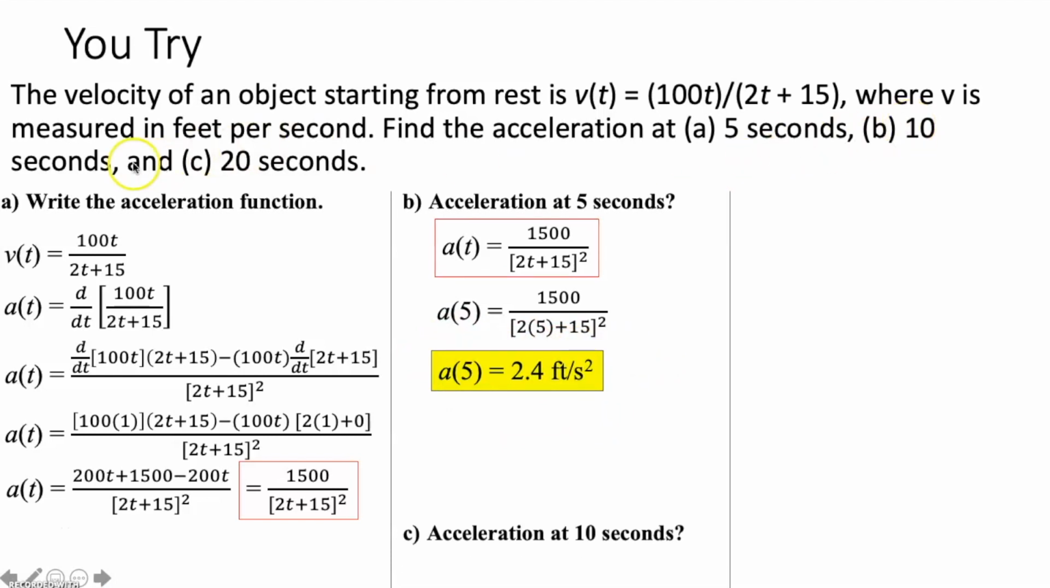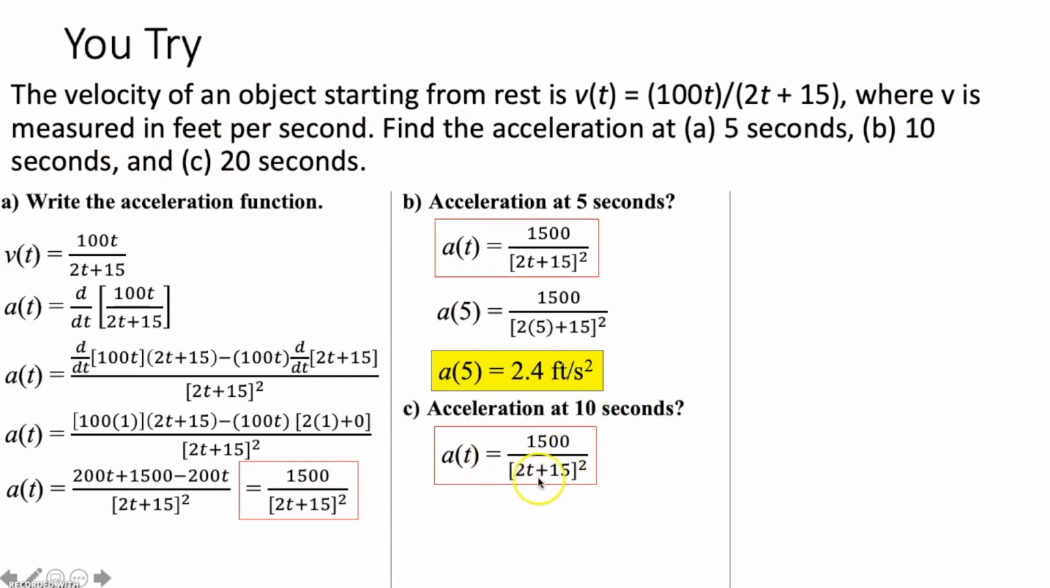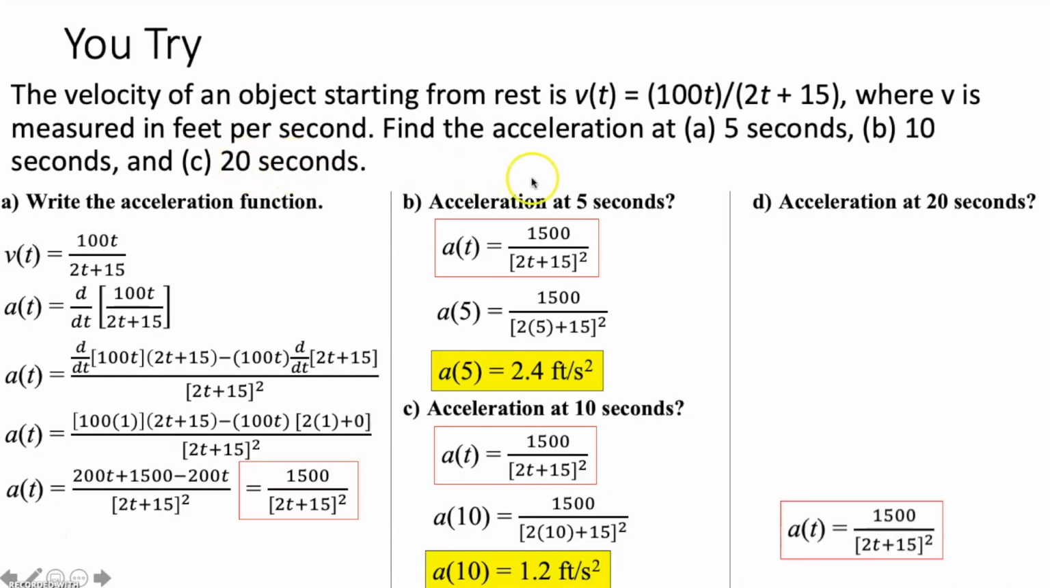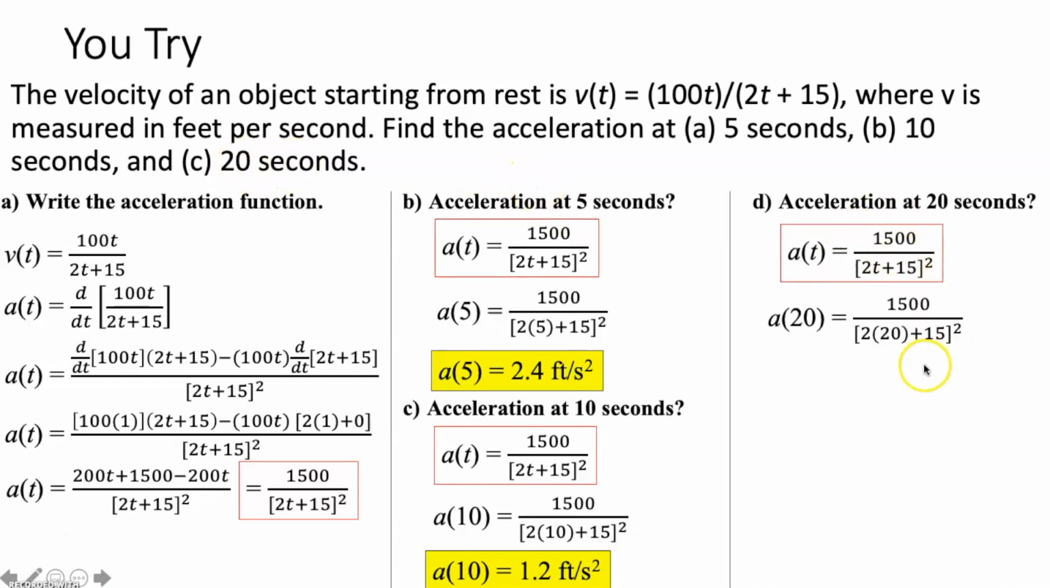Let's find it at 10 seconds now. At 10 seconds, we're going to plug in 10 for t to our acceleration function. We simplify and we end up getting an acceleration at time t equals 10, or 10 seconds, of 1.2 feet per second squared. Doing the same thing at time t equals 20, or 20 seconds. We plug in 20 for t in our acceleration function.